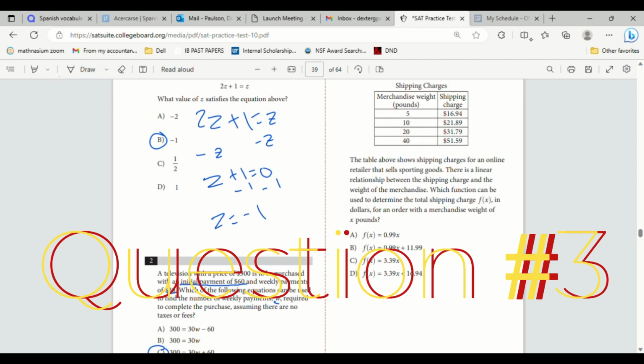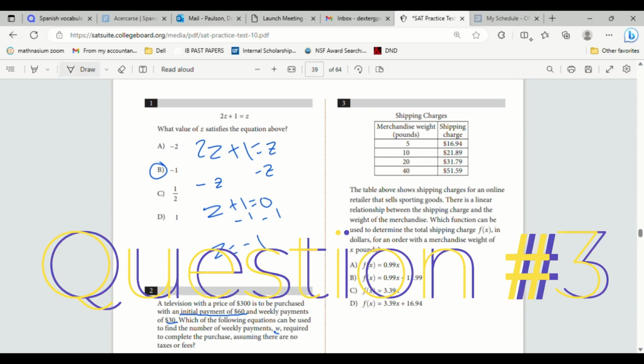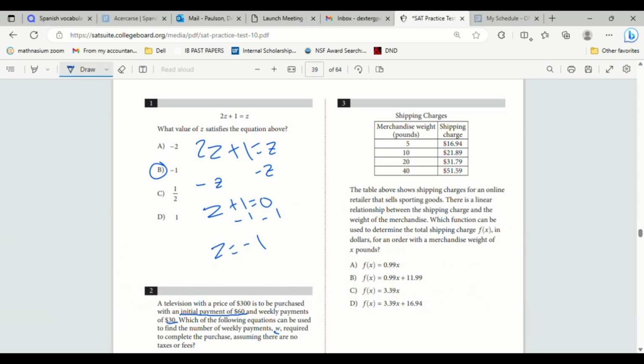Number 3, the table above shows shipping charges for an online retailer that sells sporting goods. There is a linear relationship between the shipping charge and the weight of the merchandise. Which function can be used to determine the total shipping charge f of x in dollars for an order with a merchandise weight of x pounds? So let's try and find the slope, because we are given 4 equations with different slopes. So we can see that we have $5 up to 10 pounds, so this is a change of 5 on the x.